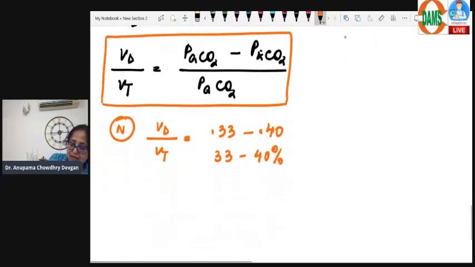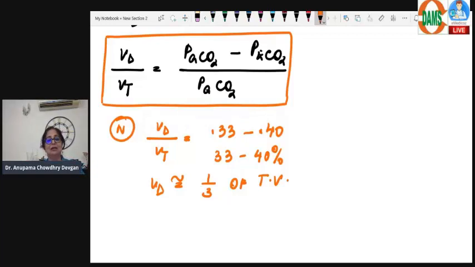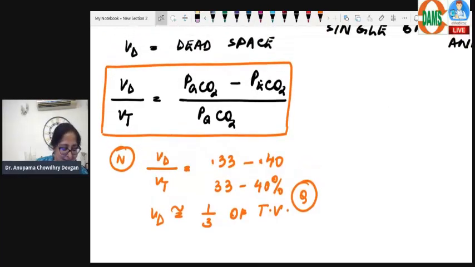That means the dead space should be approximately one third of the tidal volume. Again, this has been asked as a question: dead space is one third, one fourth, one fifth? So this is one third.